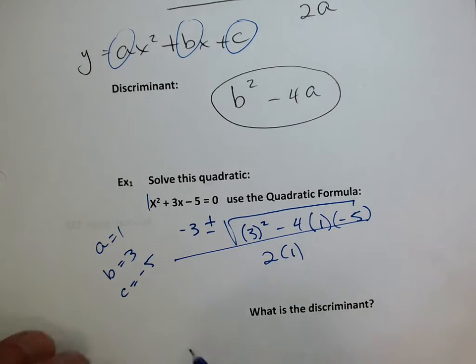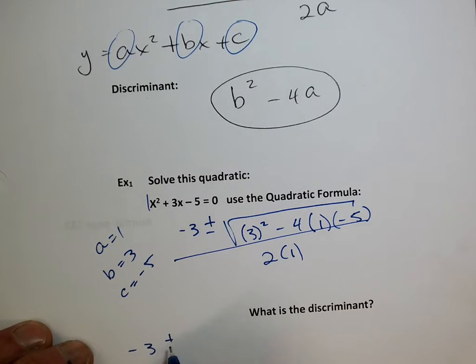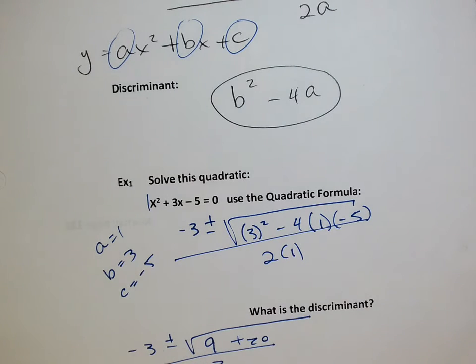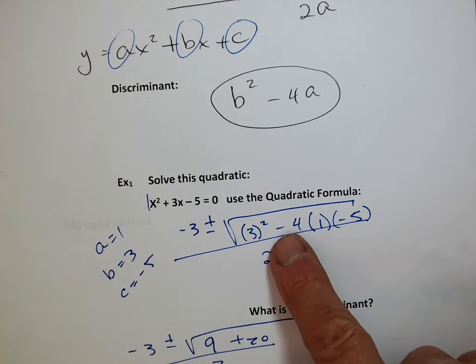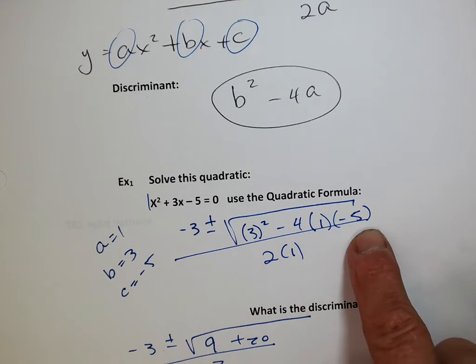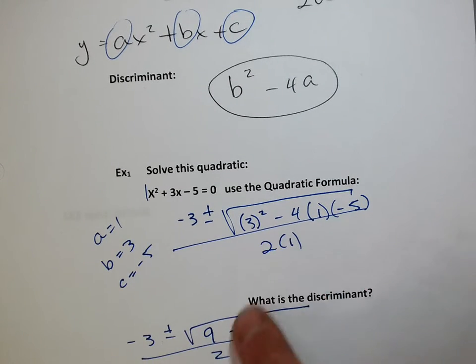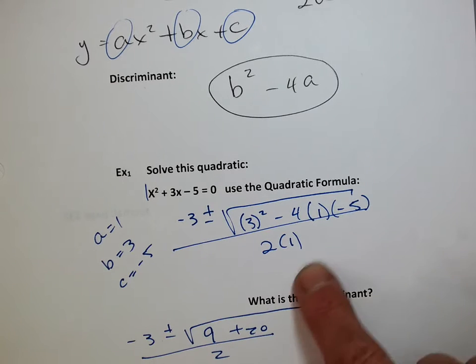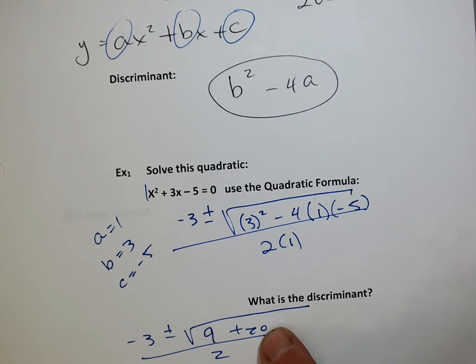So the math is this. Negative 3 plus or minus the square root of 9 plus 20, over 2. You know where you got the positive 20 from? Negative 4 times 1 times negative 5. So 3 squared is 9, and then negative 4 times 1 times negative 5. How would you do it on a calculator? I'll show you in a second. So then I get negative 3 plus or minus the square root of 29 over 2.